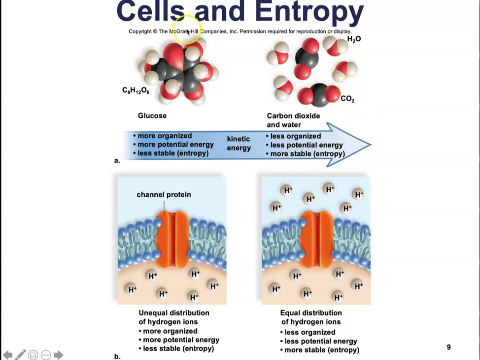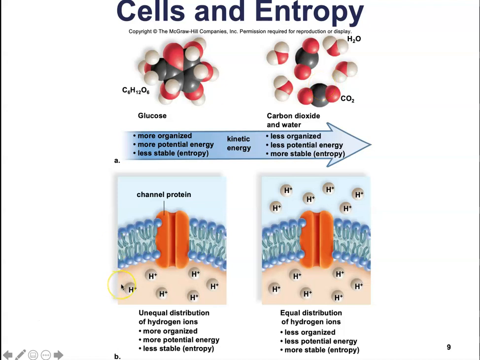So this molecule here, the glucose, it's sort of inevitable that it's going to be broken down. So that's why it's saying it's less stable. It's more organized, but less stable. What's going to happen to it is it's going to be broken down. These molecules here are not going to be broken down further. So in that state, they are more stable.